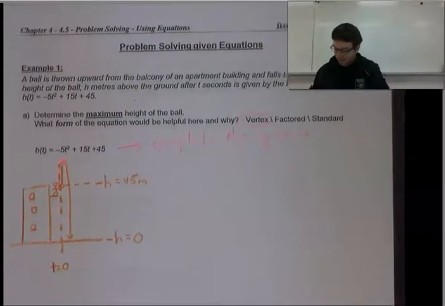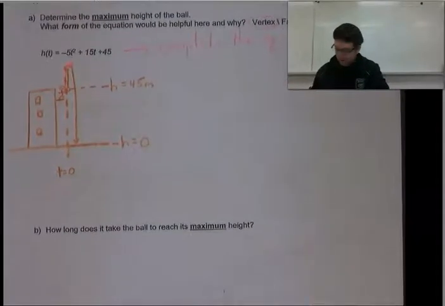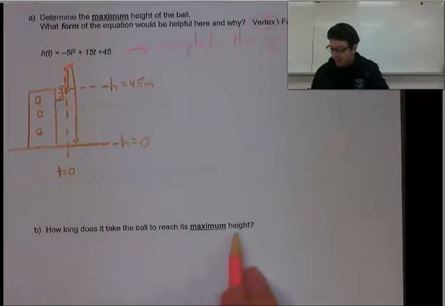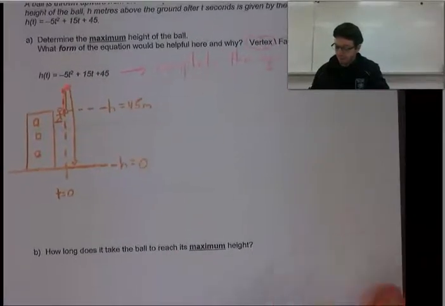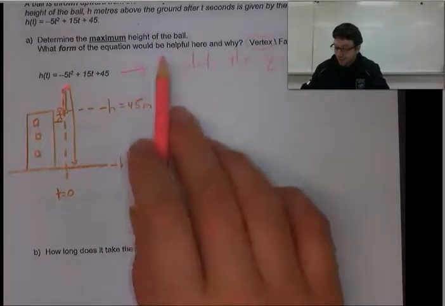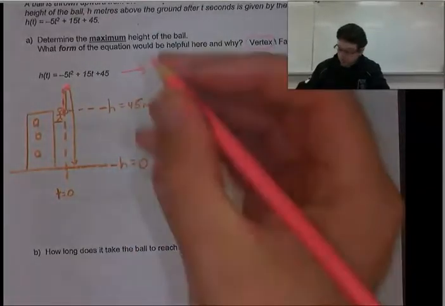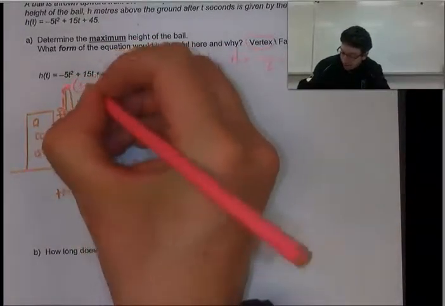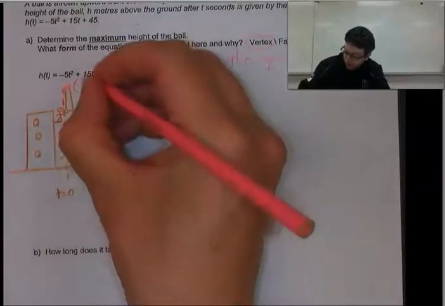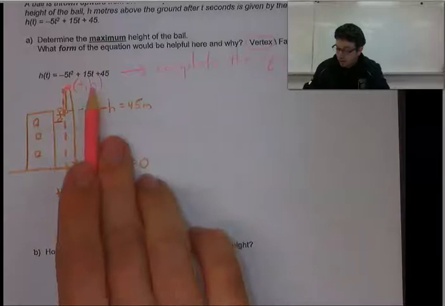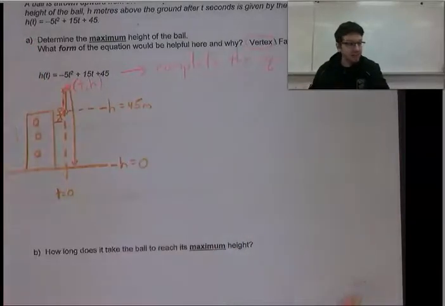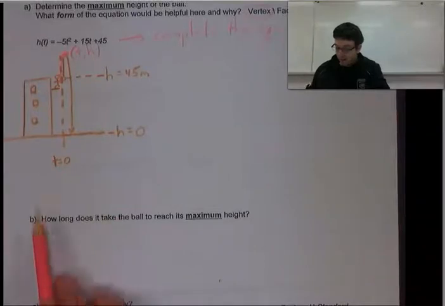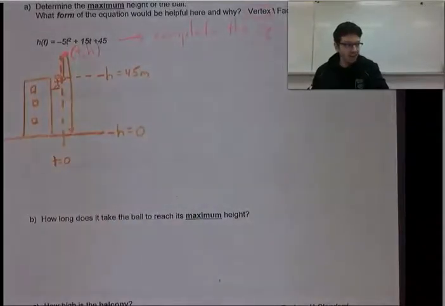I'm just going to pause there and look at part B. It says, how long does it take the ball to reach its maximum height? Well, the maximum height, your vertex, has two coordinates. It will have your x coordinate, which in our case is time, and a y coordinate, which in our case is h. So the h tells us the maximum height, which answers part A. The time tells you the time at your vertex. So that's actually the answer for part B. So if you've already done part A, part B is done too. You just have to recognize that.